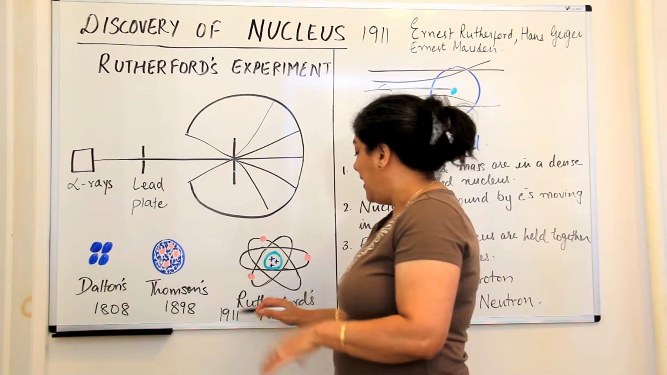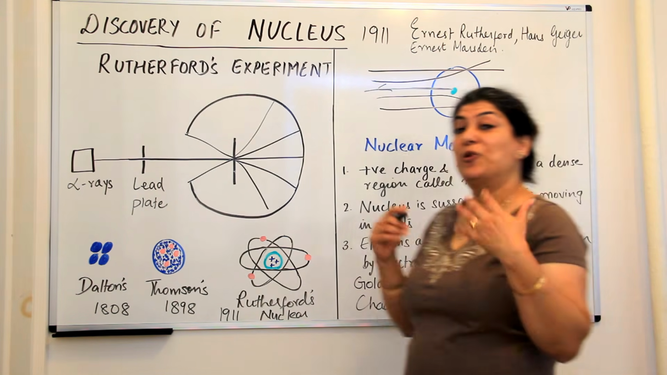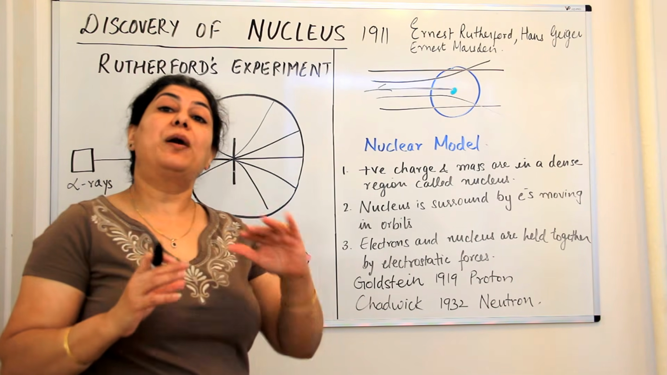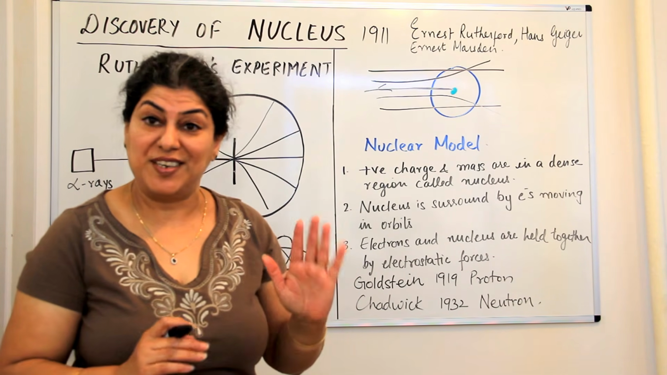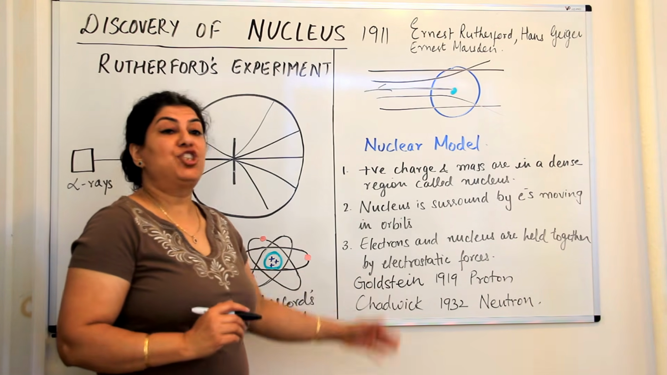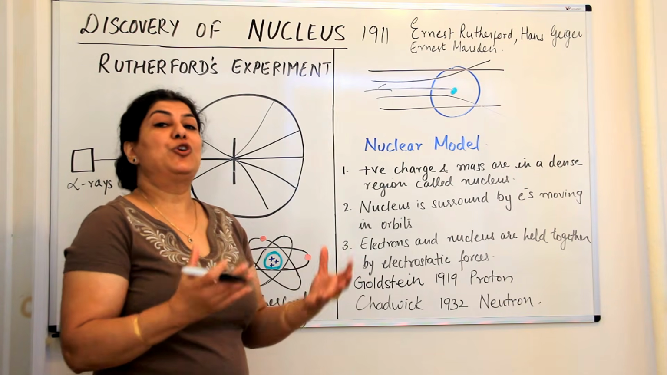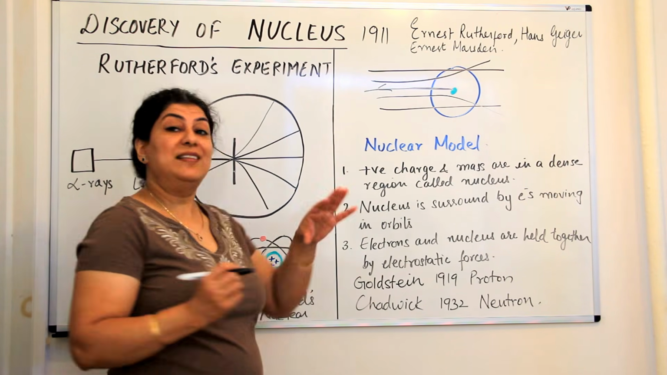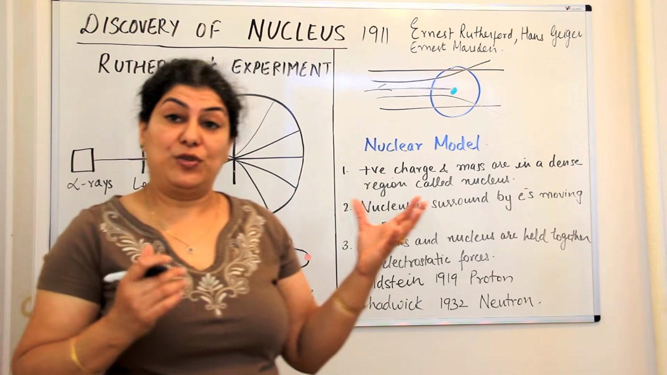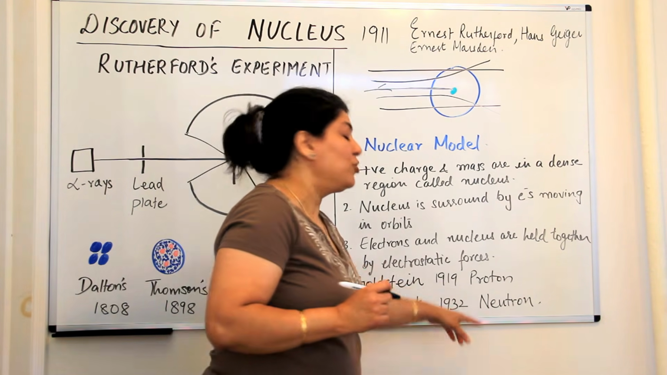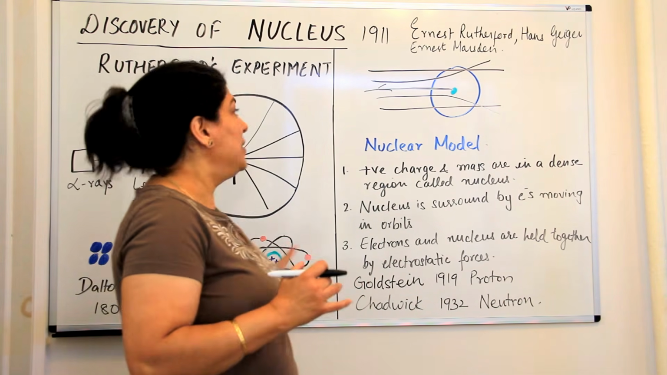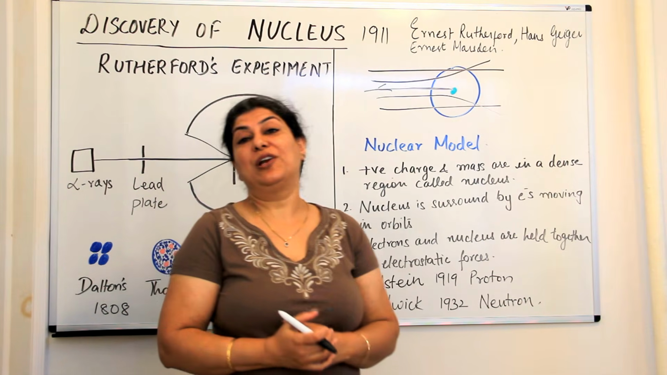It was in 1919 that the proton was discovered. Rutherford only talked about positive charge being concentrated. He did not know about particles called protons. It was Chadwick in 1932 who talked about the neutron. And then the next model was given, where it was said that the protons and neutrons together make the solid nucleus. So this was Rutherford's nuclear model of the atom.